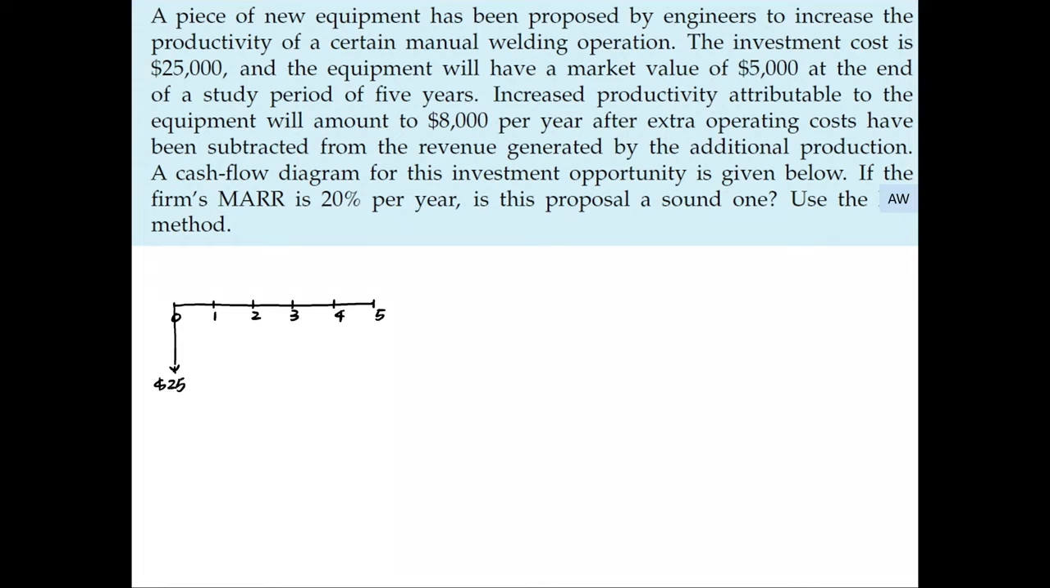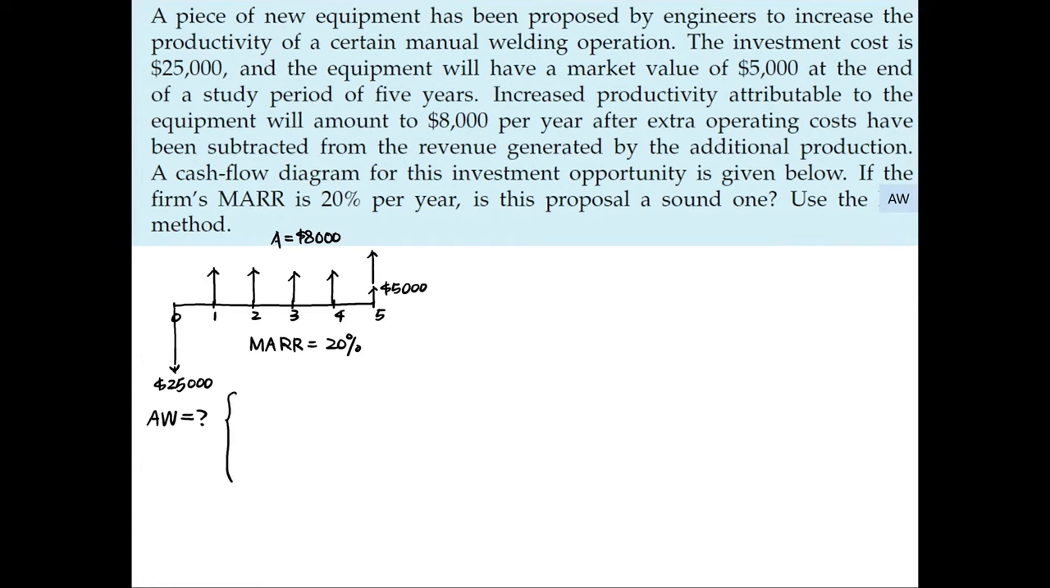That is your 25,000 initial payment for the equipment, and then you have 5,000 salvage, and then you have another 8,000 annuities going on, which is 8,000, and your MARR is 20%. Okay, so now we need to convert every cash flow to annuities. So what is the AW?